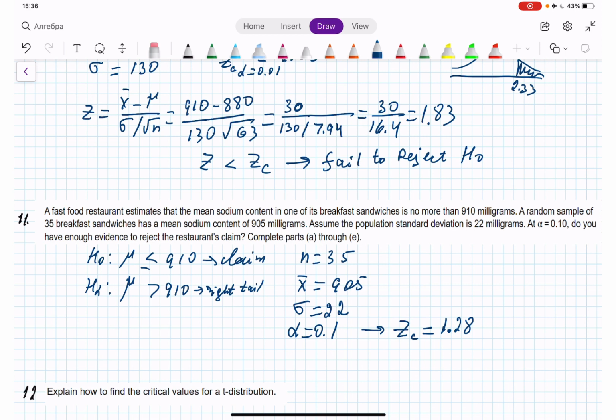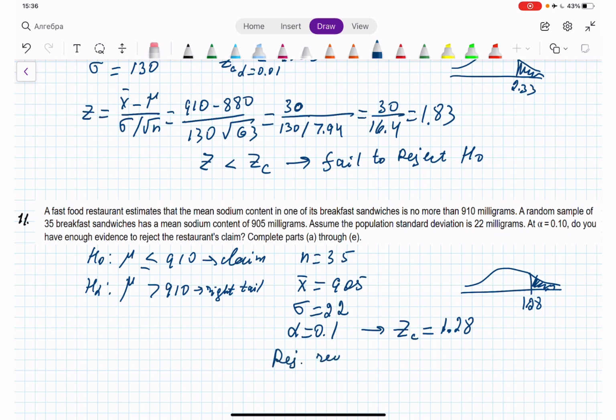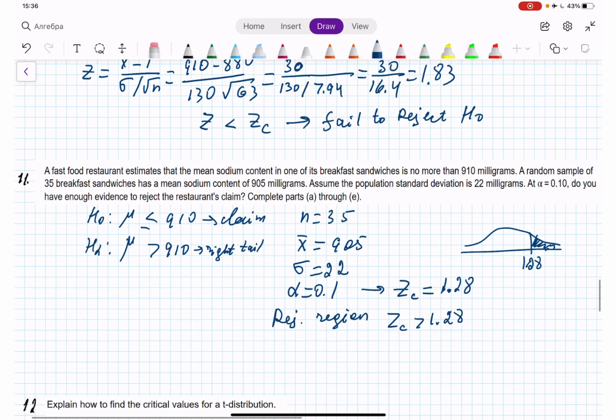Next, we need to find the rejection region. Because we have right tail and our z critical is 1.28, this is the rejection region. So the rejection region is going to be z greater than 1.28.